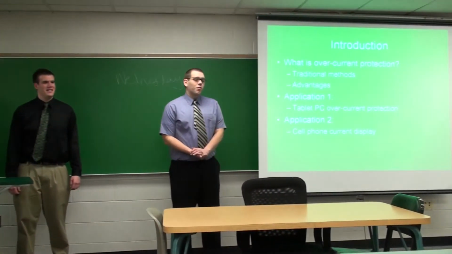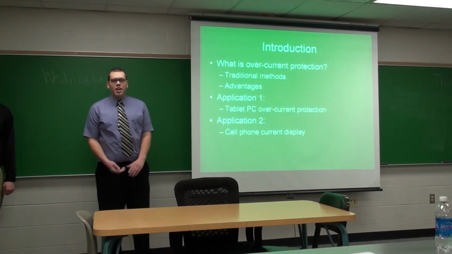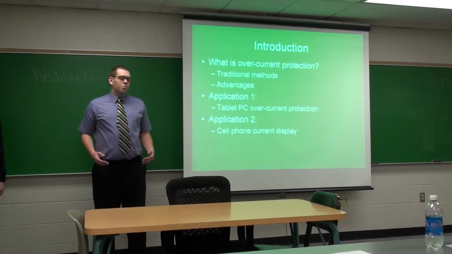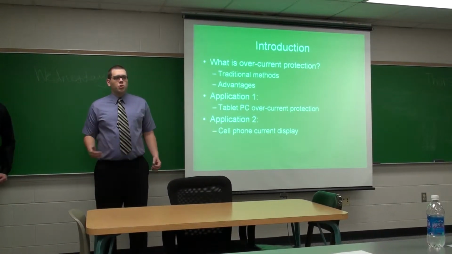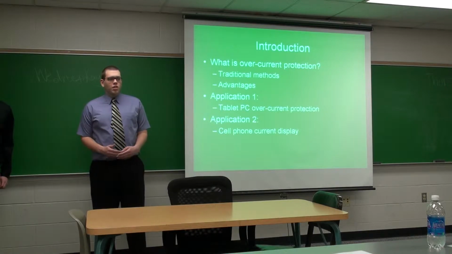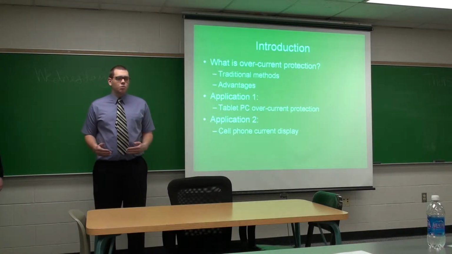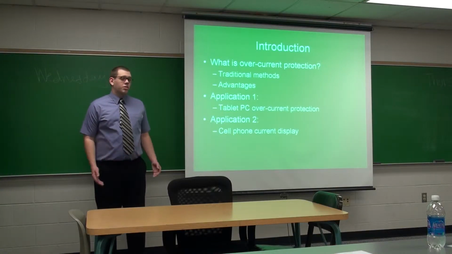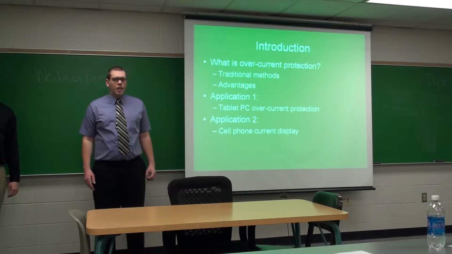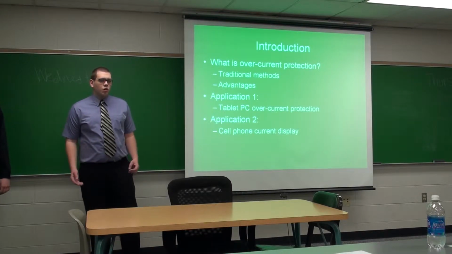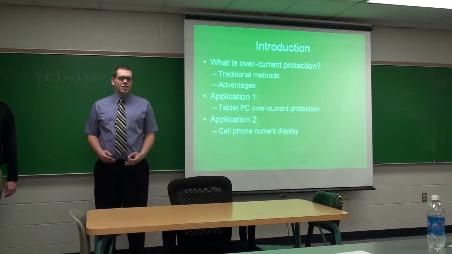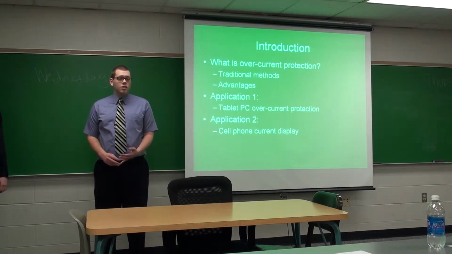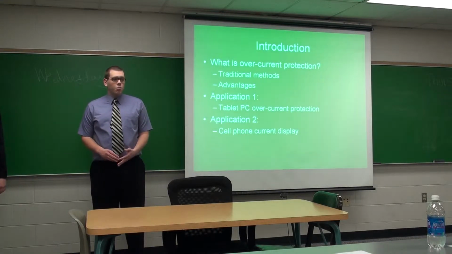Alright, so what is overcurrent protection? Overcurrent protection is when, once a threshold current is reached, you want some mechanism to switch off or divert power towards the load. Traditional methods of this are circuit breakers and fuses, and our advantages over these methods are that our design would be smaller in size, quicker, and more cost efficient.